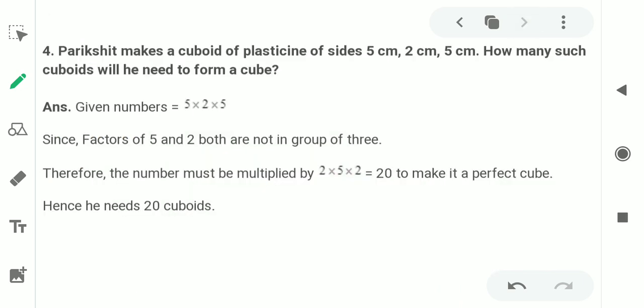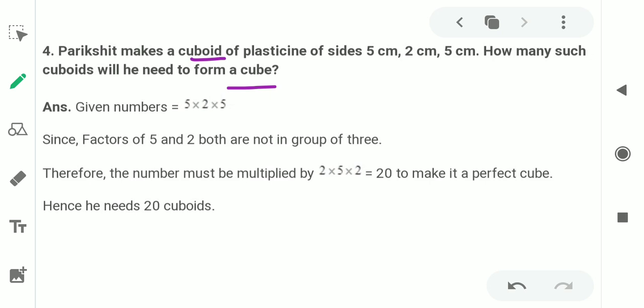Now I am going to explain you sum number 4. Parikshit makes a cuboid of plasticine of sides 5 cm, 2 cm, 5 cm. These are the sides of the cuboid. How many such cuboids will he need to form a cube? This cuboid, he wants to make a form, then how many cuboids does he need to make a cube?